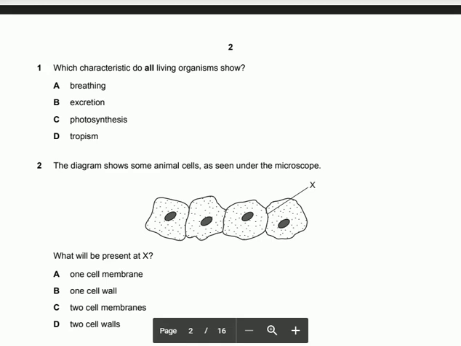Okay, so which characteristic do all living things show? So it's breathing or excretion. Breathing is the most probable answer because some organisms don't excrete. Take for example bacteria, it's a living organism, they don't excrete. So it's certainly A, breathing.